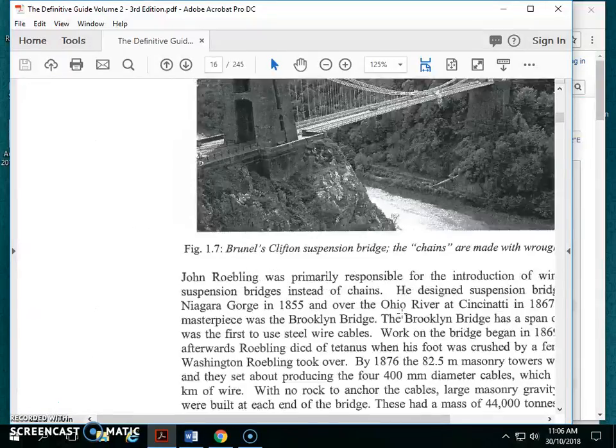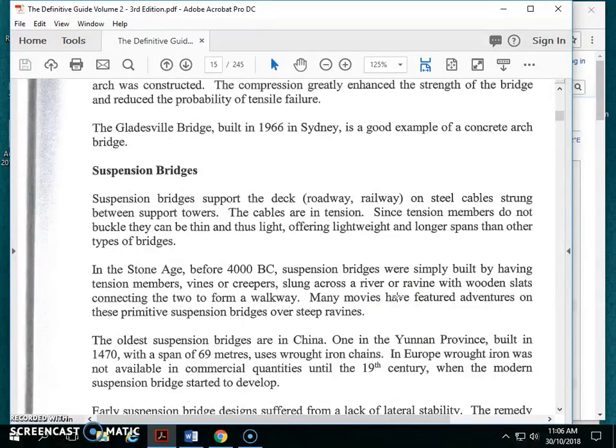Yeah, I think suspension bridges are the last ones. Okay, so we're going to go into suspension bridges.